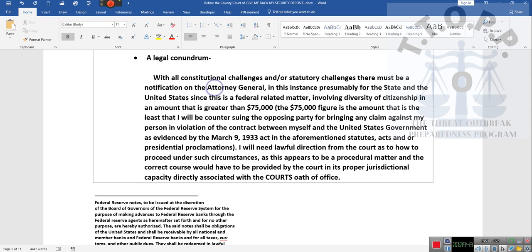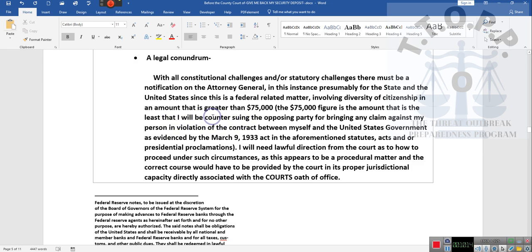So if you make a challenge to the statute, a challenge to the Constitution, you have to notify the Attorney General for the state. Or if you're in federal court, the Attorney General for the United States. So here's the conundrum. In this instance, presumably for the state and the United States, since this is a federally related matter involving diversity of citizenship and an amount that is greater than $75,000. The $75,000 figure is the least amount that I will countersue.